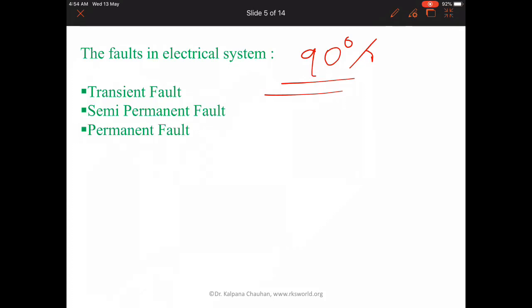For the second reclosure, 8 to 10% require it and 2% need the third reclosure, while the remaining 8% are permanent faults. If the fault is not cleared after 3 reclosures, it indicates that the fault is permanent in nature. Automatic reclosers are not used on cables as the breakdown of insulation in a cable causes a permanent fault.